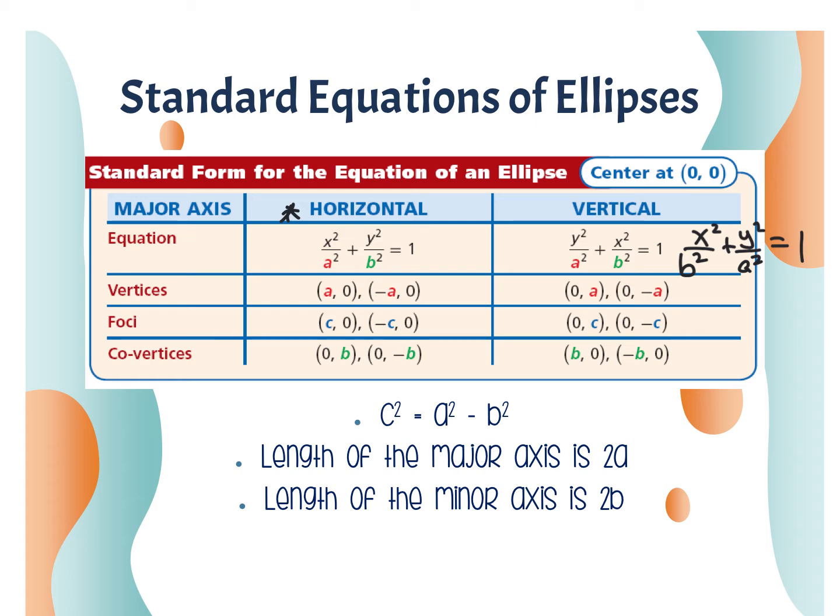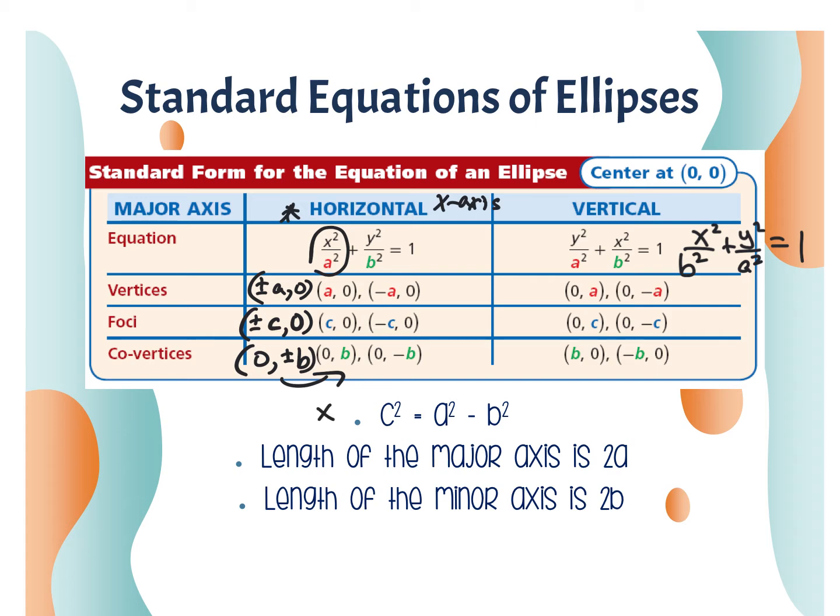This is your x-axis. And then your vertices are going to be the a value. So it's really going to be plus and minus a, comma 0. The foci would be located on the major axis, and my major is under the x, so plus and minus c, comma 0. And then the co-vertices would be 0, comma, plus and minus b. And they've separated them here for you.